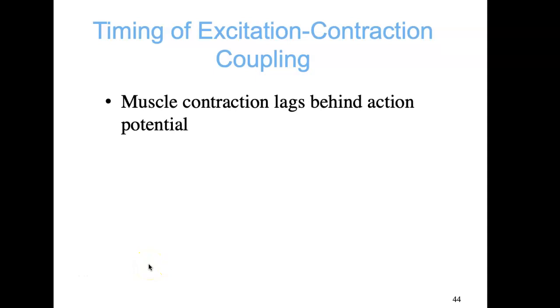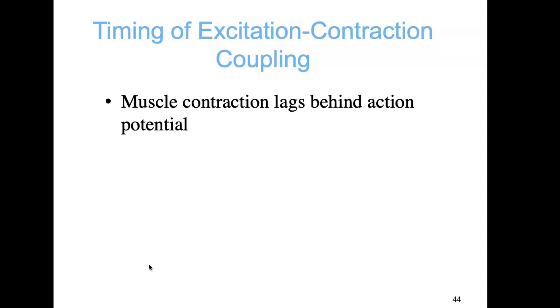This is a shorter video here, but very important conceptually. It's about the timing of excitation-contraction coupling. Because you always think about a neuron arriving at the muscle and then the muscle responding, and then another neuron sending another action potential, arriving at the muscle and then responding. So we want to think about the timing of that. How do we get the timing of that right?